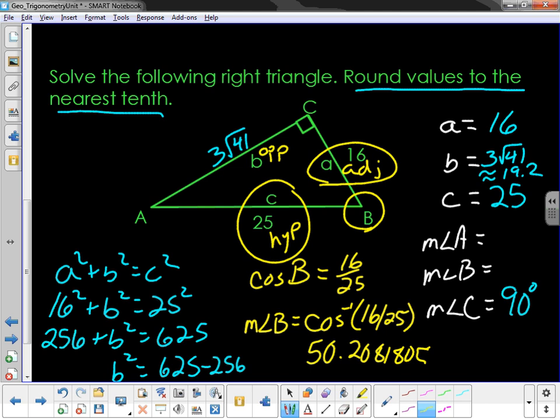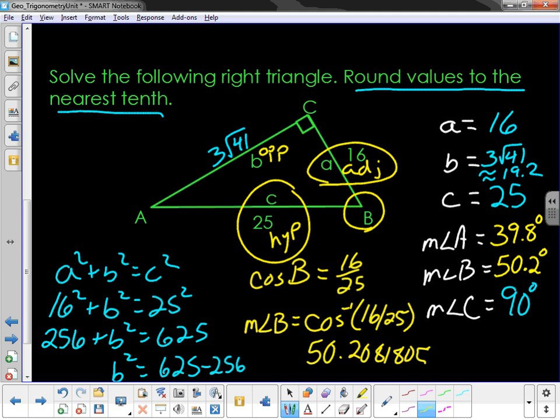But I'm supposed to round the answers to the nearest 10th. So 50.2 degrees is the measure of angle B. Well, now I know angle B and angle C. What's the measure of angle A? A would have to be the other value to get up to 180, which will be 39.8.